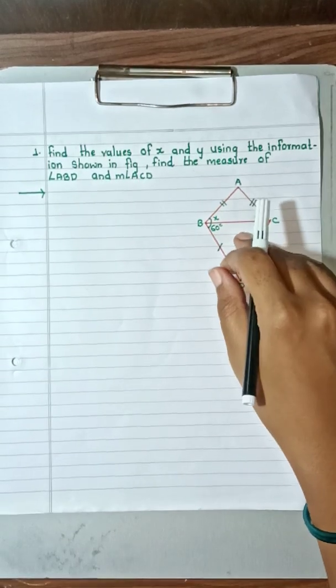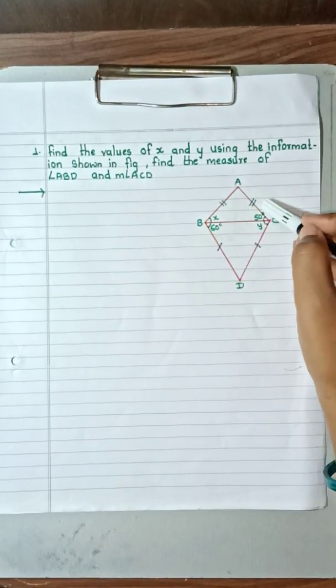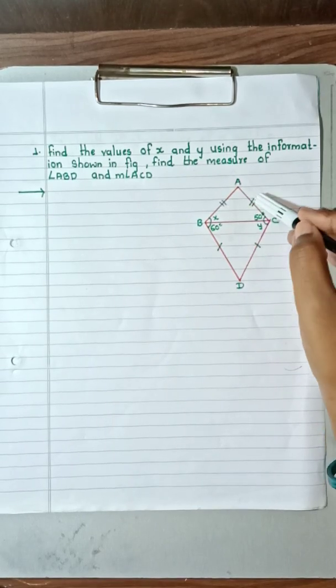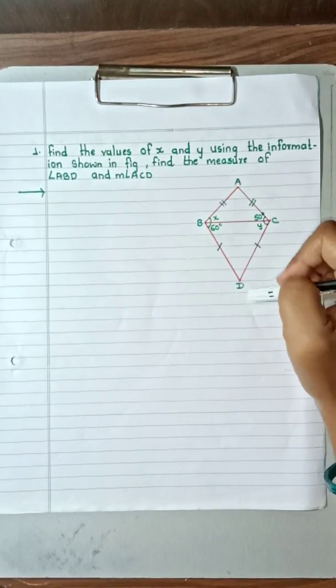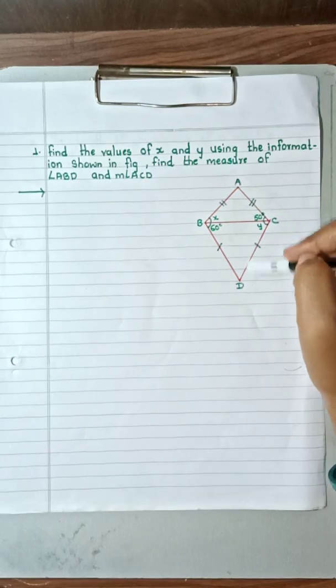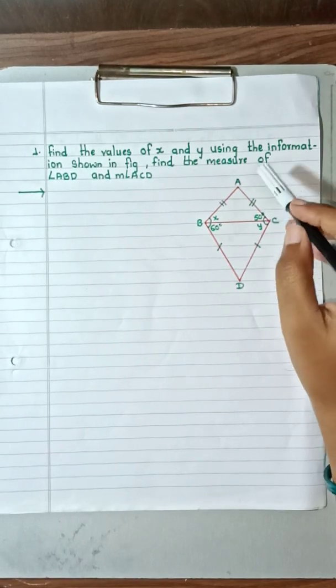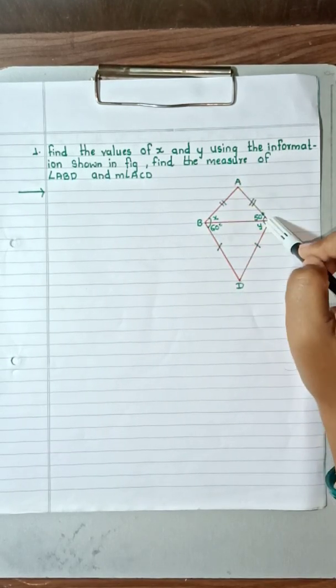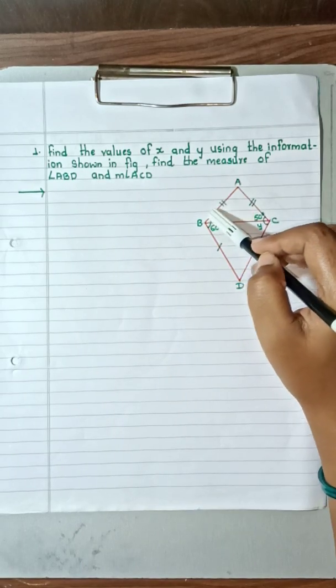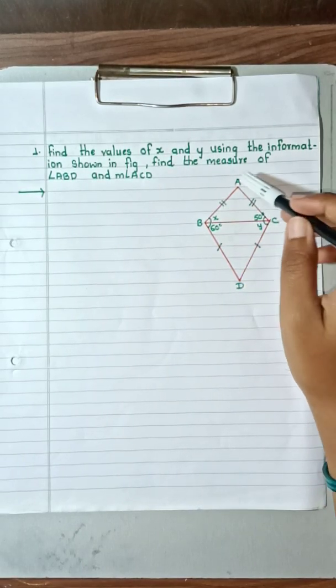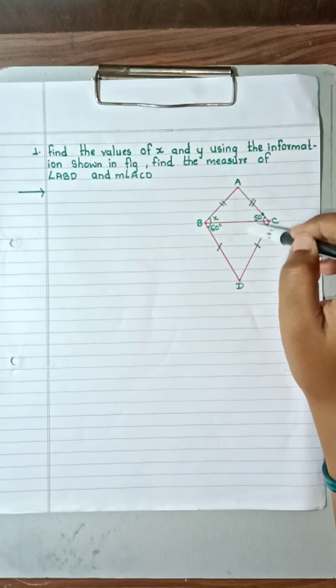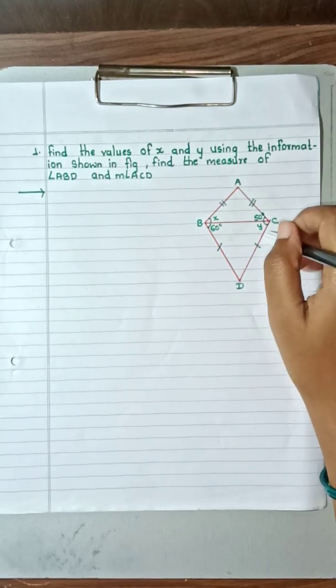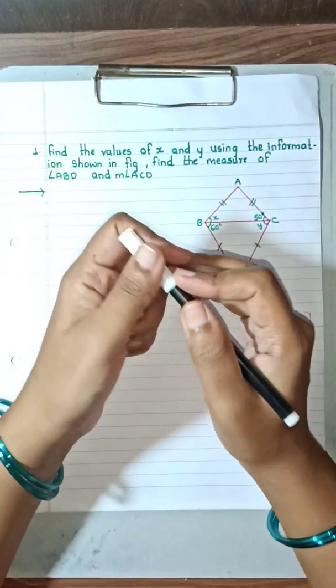Now they have shown you that side AB is congruent to side AC. They have also shown that side BD is congruent to side DC, and you have to find the measurement of angle ABD. That means you have to find the value of x, as well as the measurement of angle ACD. That means you have to find the value of y. So without wasting our time, let us move on towards the solution.